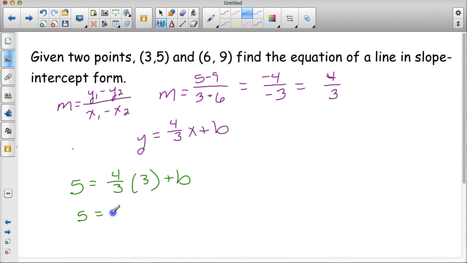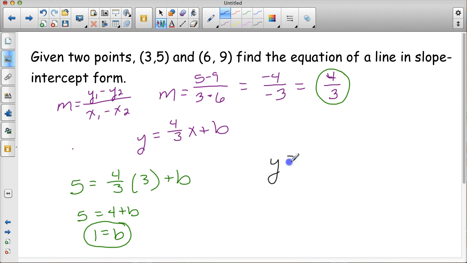So 5 equals 4 plus b. And then I subtract 4 from both sides of my equation. So 5 minus 4 is 1. 1 equals b. So now I know my y-intercept. My y-intercept is 1. And I know my slope. My slope is 4/3. So the last step is to actually write the equation of the line that contains these 2 points.